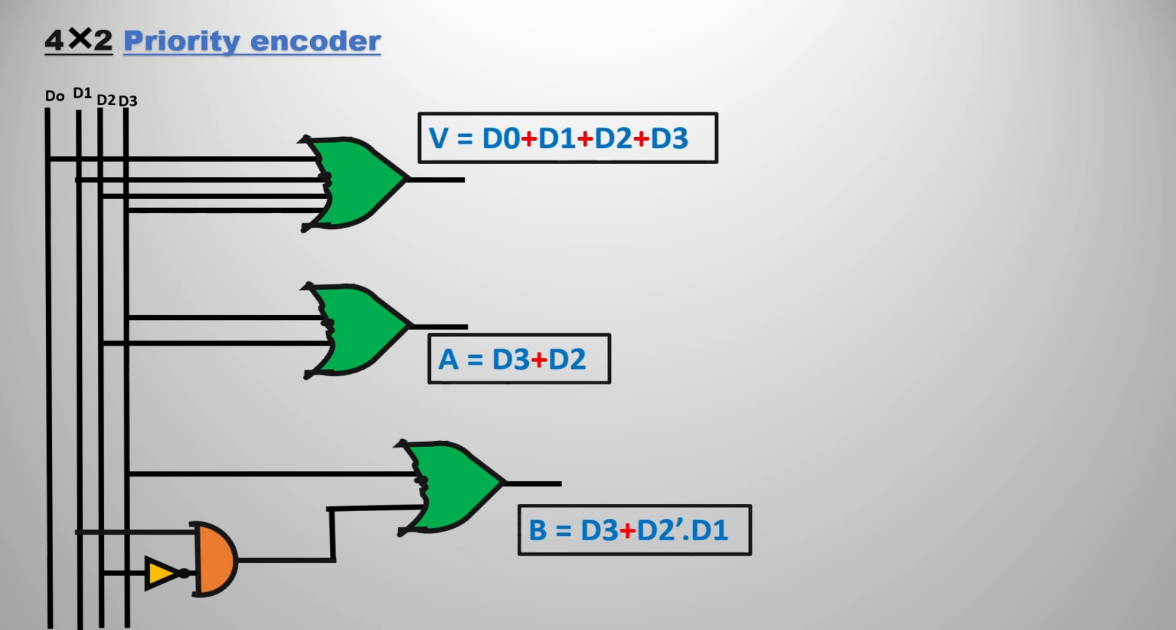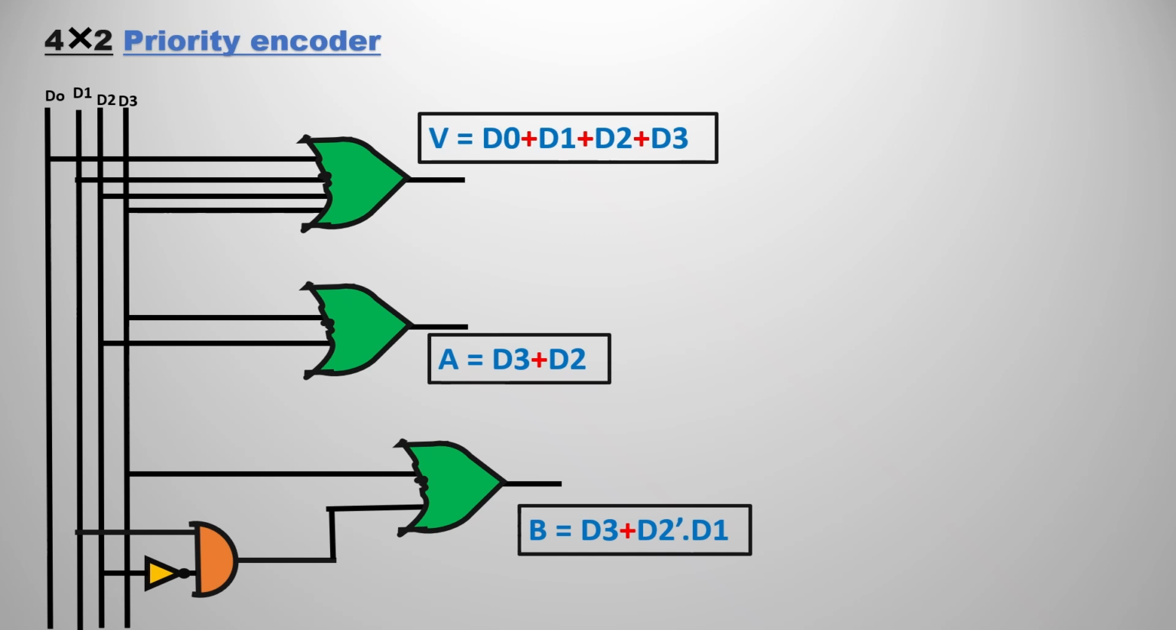As we have got all the output expressions, we know there are a total of 4 inputs and 2 outputs in the 4x2 priority encoder. So we need to draw the circuit diagram from the output expressions. We had A, we had B, we have V. According to that, we just join the variables with OR gates, and you know how to draw that. Suppose if you take V, we have D0 plus D1 plus D2 plus D3. Just join all the variable lines with the OR gate. That becomes our final output V.